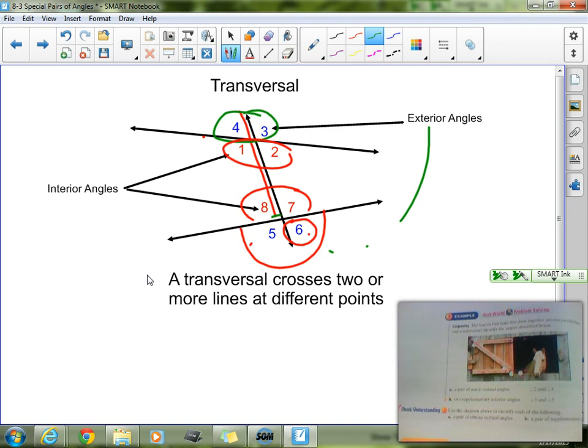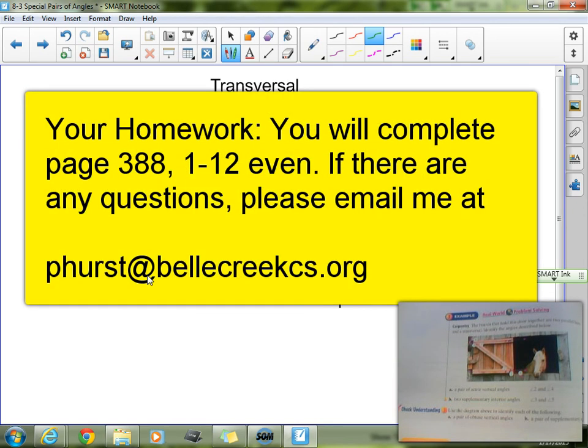Tonight, your homework is going to be page 388, 1 through 12 even. Once again, page 388, 1 through 12 even. Make sure you get that completed and bring that into class.